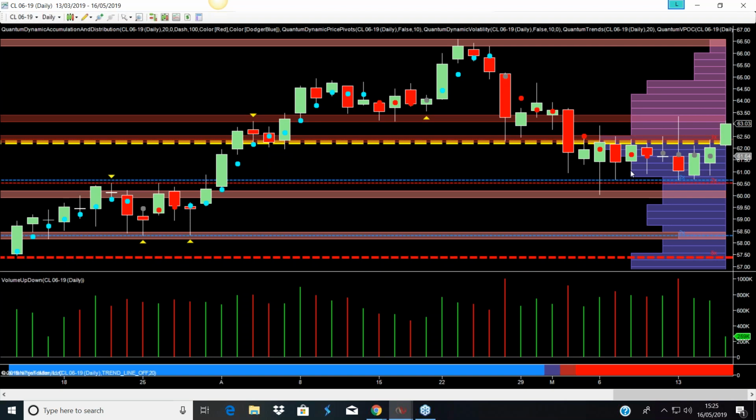We also know it's in congestion because the VPOC is now here. This is the volume point of control. Now that's really important because what it tells us is when a market is in a congestion, in a range, if you're trying to take trades on an intraday basis, it is perfectly feasible to do so. But because it doesn't have a firm direction in one way or another, it can be a little bit more tricky, and also you're not going to be in those trades very long.